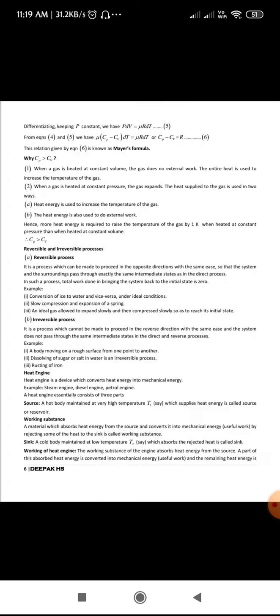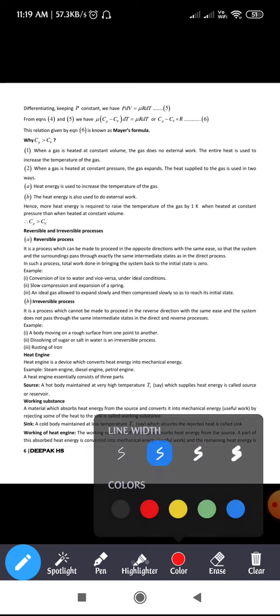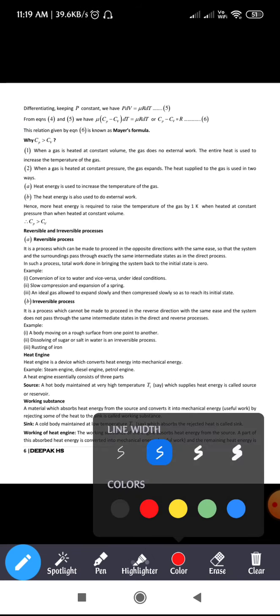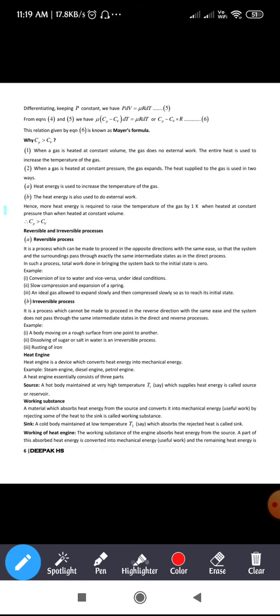Just we will go to the next. It has been asked why Cp is greater than Cv. I think we have studied this in the thermal properties of matter itself, right? So why do we keep saying that Cp is greater than Cv? As you know, Cv means we are dealing at constant volume.